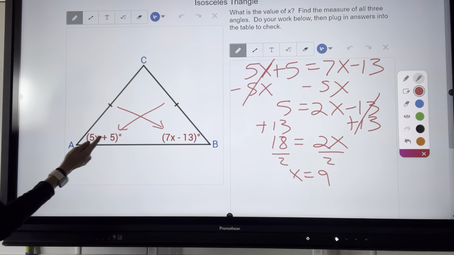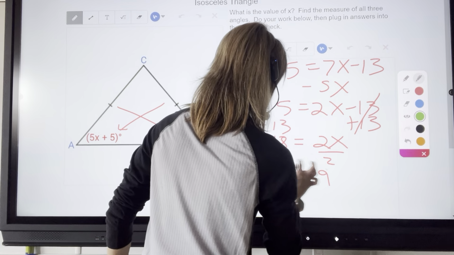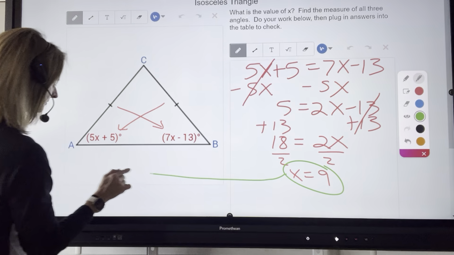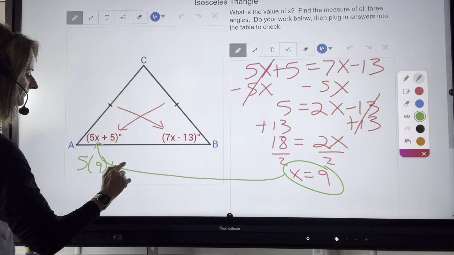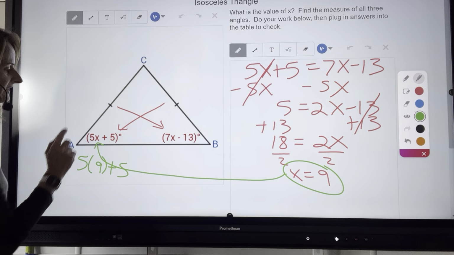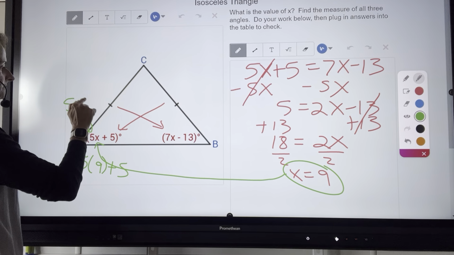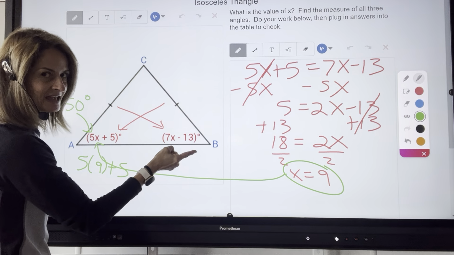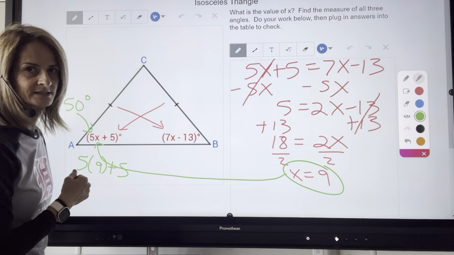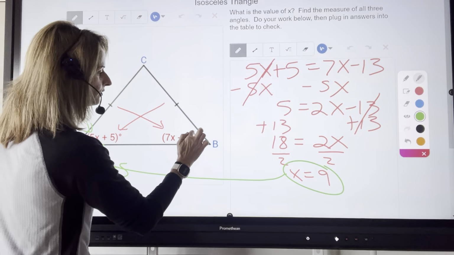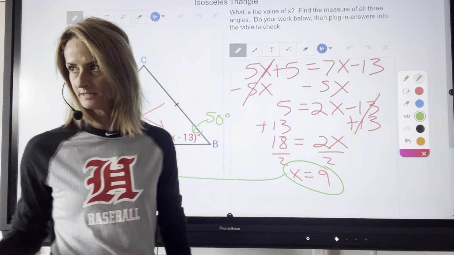Let's figure out what the measure of each of these angles is. If I take this 9 and plug it in right here, 5 times 9 plus 5, that's 45 plus 5. I'm getting 50 degrees for the measure of this angle. Since this angle is the same as that angle, if I plug in the 9 here, I'd still get 50 degrees. I don't need to go through it again. We also know that this angle is 50 degrees. Are you with me? They're the same.